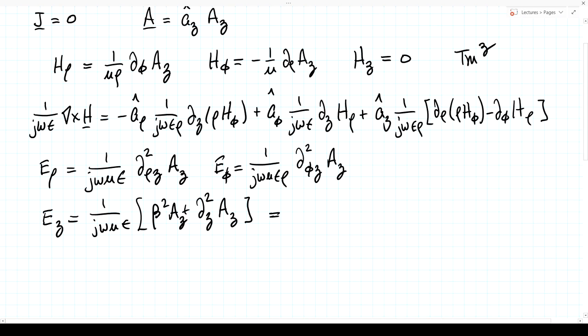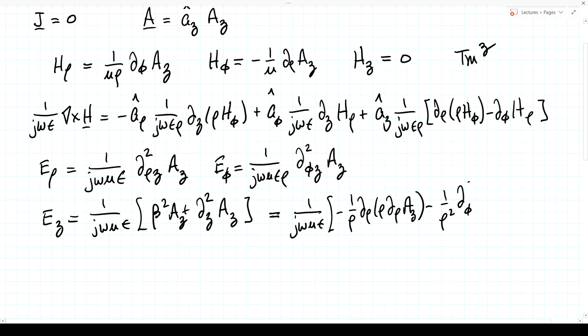You just follow through directly on this expression here with these values for the H's and follow through all the derivatives. You get that this is actually 1 over j omega mu epsilon times minus 1 over rho, the rho derivative of rho times the rho derivative of AZ, minus 1 over rho squared, the second derivative with respect to phi of AZ.